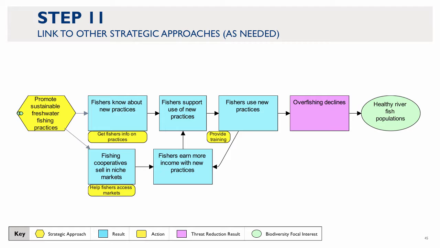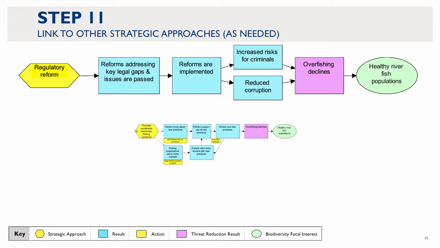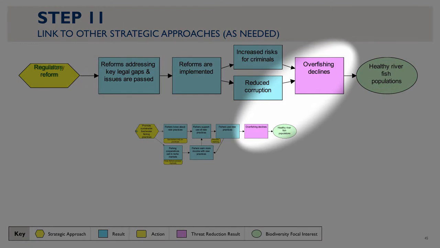In our example, the design team wanted to clarify that promoting sustainable freshwater fishing practices on its own will not lead to a decline in overfishing. More is needed. In this case, they included a complementary strategic approach on regulatory reform. This additional strategic approach on regulatory reform may have its own results chain that also links to the threat reduction result of a decline in overfishing.